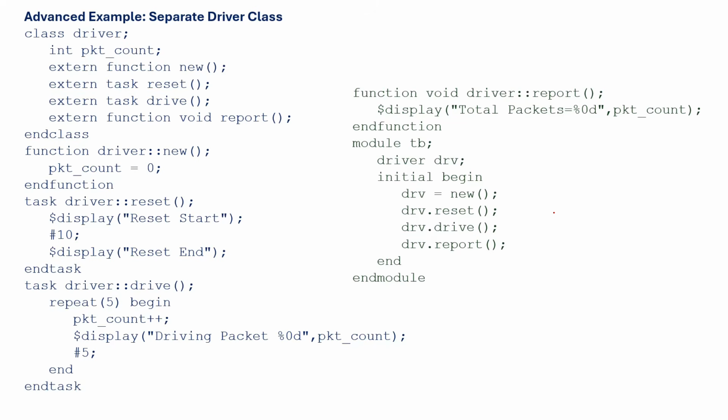See, in the driver, how many methods are there? Function new is there, task reset is there, task drive is there, function void report is there. All these four methods are in the class only, so that means about 12 lines of code will be there. Instead, I just declare that and you can write the implementation anywhere outside the class. Then I will get the values.